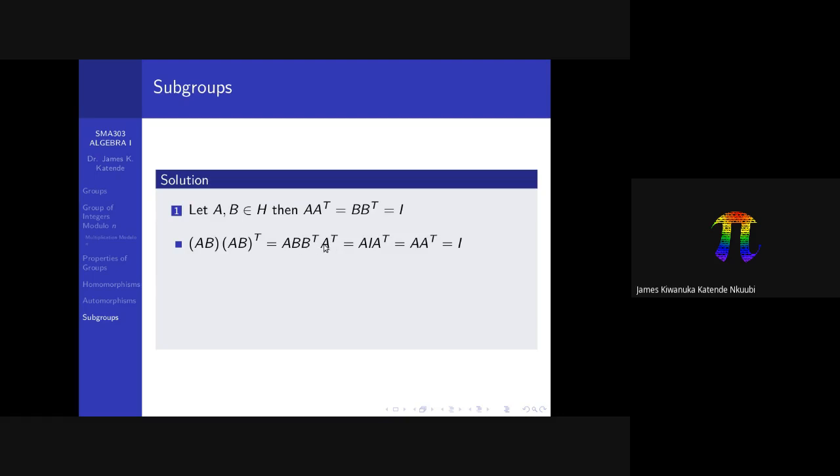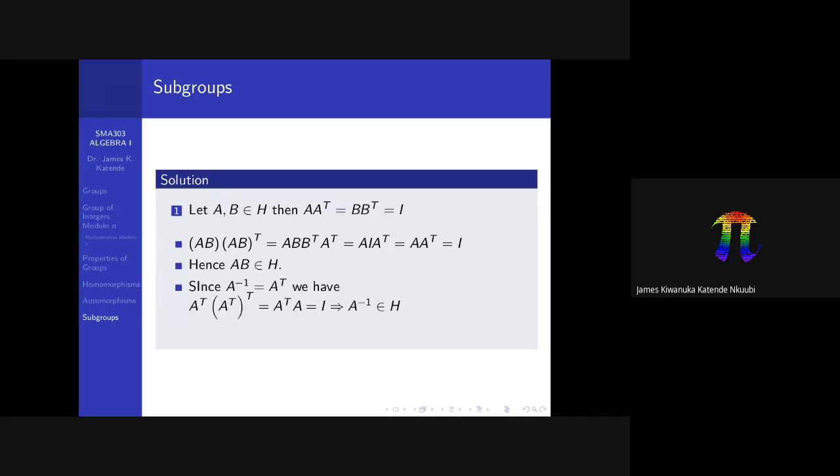Just replaced it. But I know that B transpose B is the identity, so I can replace it with the identity, which leaves me with A times A transpose, because the identity does not change any matrix. It leaves every matrix intact, so we can just drop it. But I know again that A A transpose is equal to the identity, because I picked A from H, and it must satisfy this property. So we have shown that the product of the two matrices is orthogonal, because if you multiply it by its transpose, you get the identity. So this set is closed. We can conclude that AB is in H as long as A and B are from H.